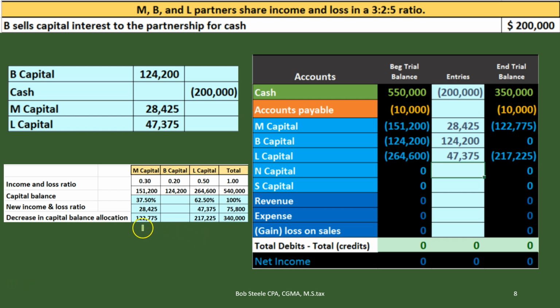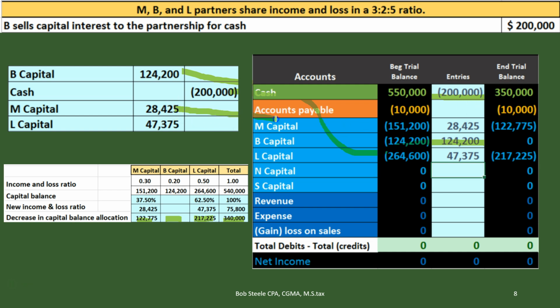We expect the ending capital accounts to be M 122,775, B is going to be gone, L is going to be at 217,225 to give us a total capital account or book value of 340. All right, so B's capital account, we're going to debit for the 124.2. So here's B, has a credit. We're doing the opposite thing to it, debiting it, making it go down to 0. Cash is going to go down. So cash has a debit balance. We're doing the opposite thing to it, crediting it. Cash in the partnership will go down to 350.